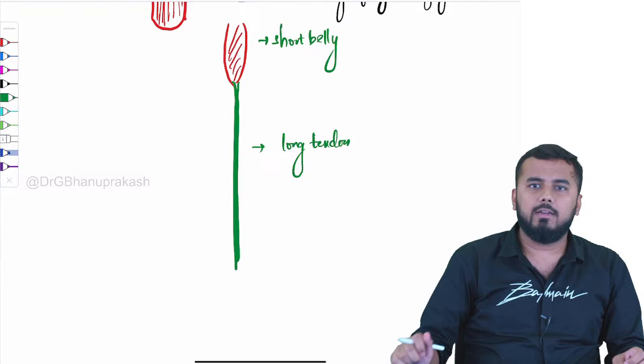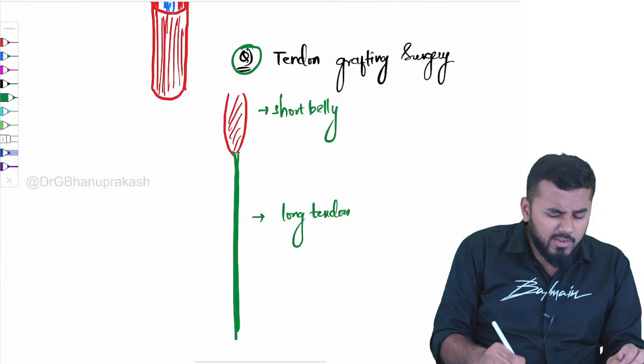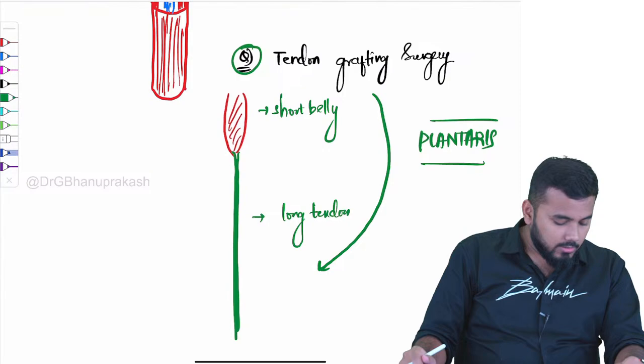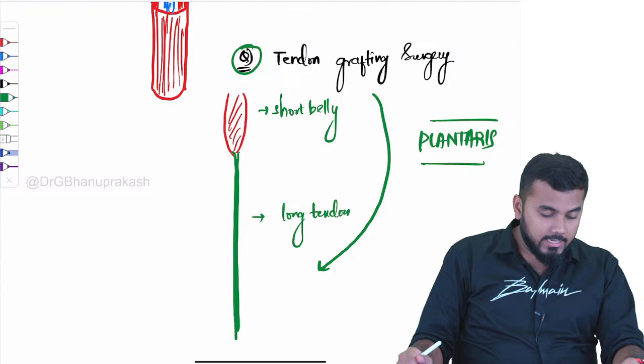Okay, for tendon grafting surgery, which muscle do we choose? That is a very, very important clinical question. That is your plantaris. Yes, Roy has already told here that it is long and very elastic. Yes, it is long and very elastic, and that is the reason why we use this plantaris. Dr. Bendick, you're right.